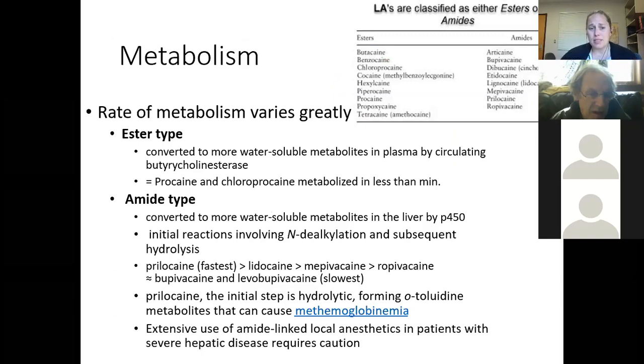They're going to be metabolized differently, the ester type and the amide type, as to where and how they're metabolized. The ester type is converted into more water-soluble metabolites in plasma by butyrylcholinesterase. The examples that the text mentions are procaine and chloroprocaine. They're metabolized fairly quickly, in less than a minute.